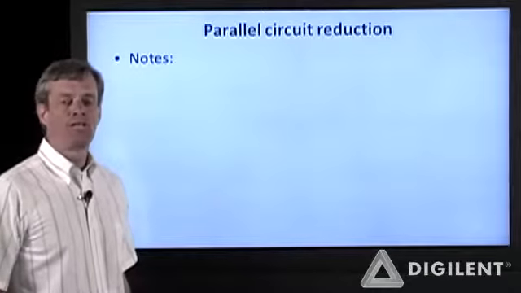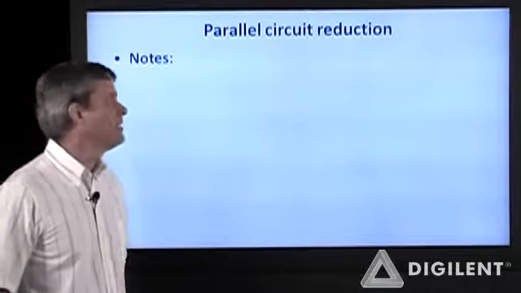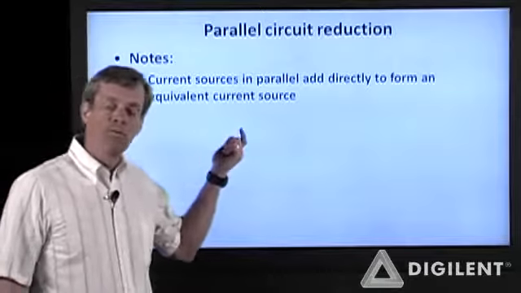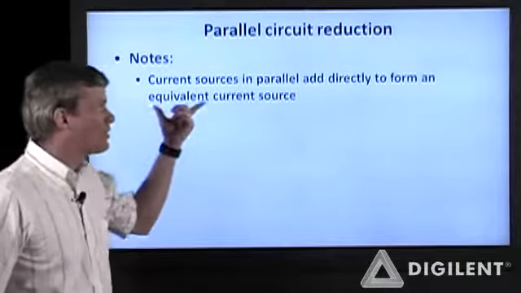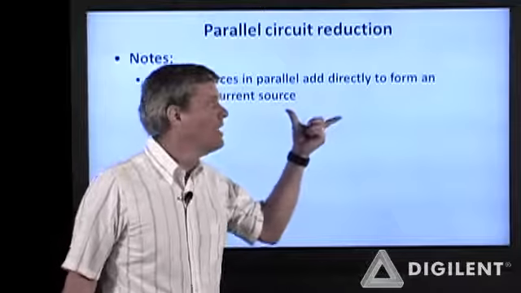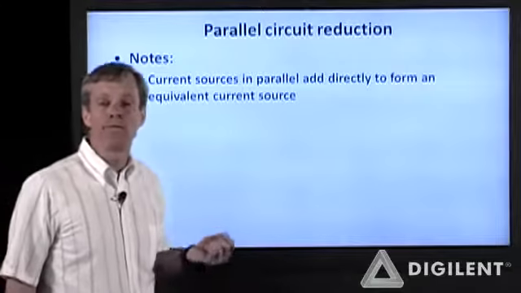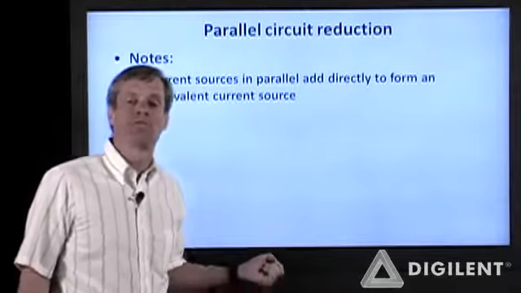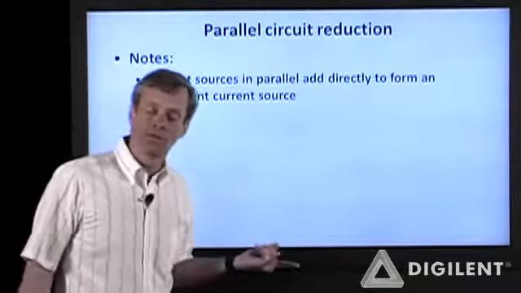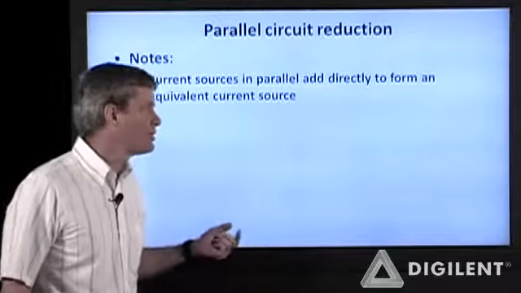A few notes relative to reduction of parallel circuit elements. From the previous example, we saw that current sources which are in parallel add directly to form an equivalent current source. You do have to account for the directions, however, so that you know whether to add or subtract each individual current source to get the total.